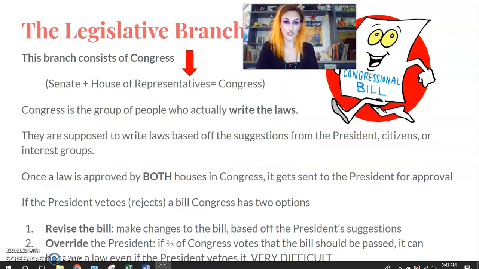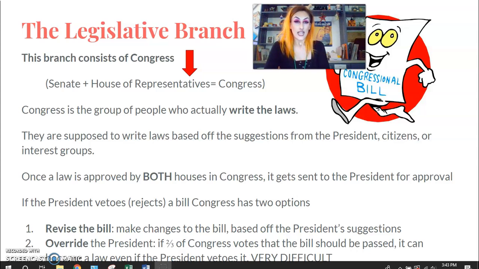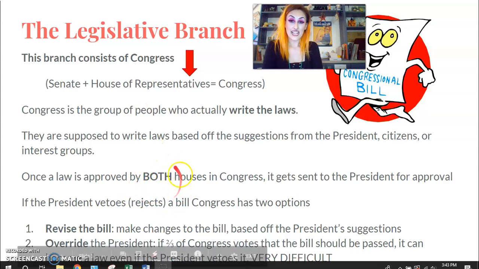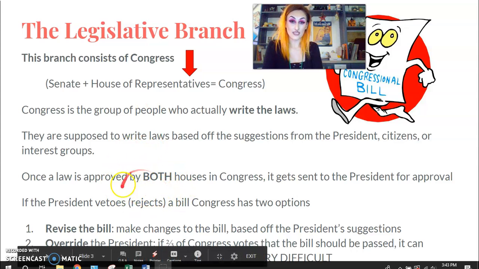All right, so here we are with the legislative branch. This is Congress. The legislative branch is Congress, and this is the group of people who actually write the laws. Just a refresher, I know that you probably covered this earlier in this unit, but there are two houses in Congress. That means two groups of lawmakers that laws have to get passed through. You have the Senate and the House of Representatives. In order for a bill to be passed, it has to go through both houses.